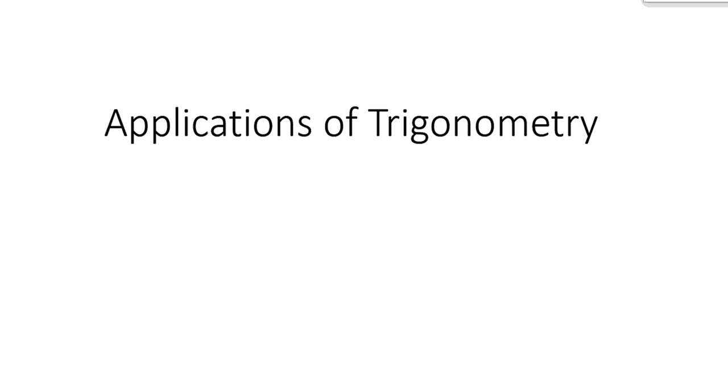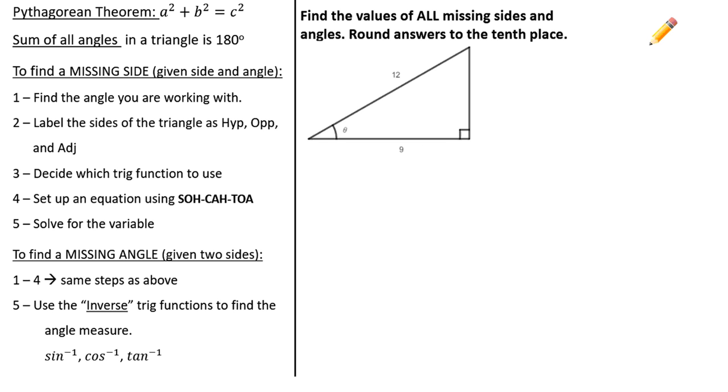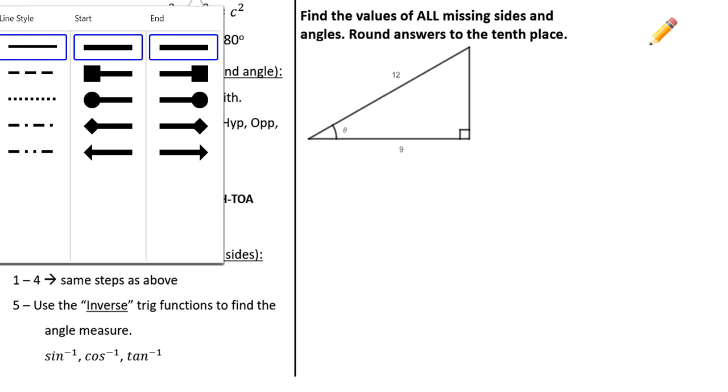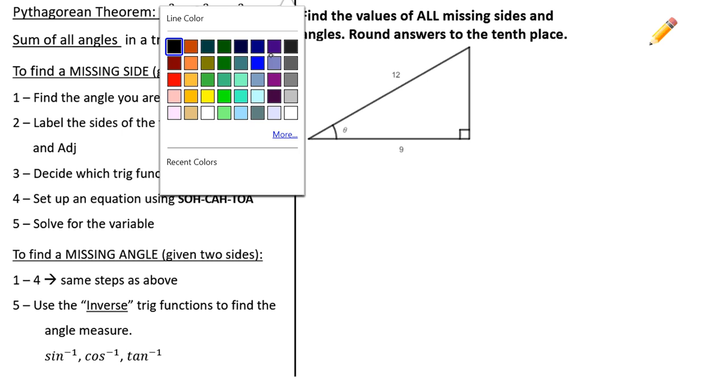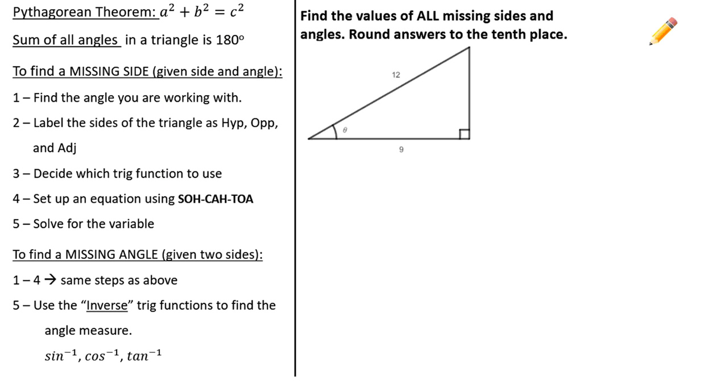Okay, now that we've learned how to deal with these right triangles, the Pythagorean theorem, and how to find anything that's missing, we can talk about applications. So, quick review, here are the tools you have to find different pieces of a right triangle. This all applies only to right triangles. So you've got your Pythagorean theorem, and the fact that all the angles add up to 180.